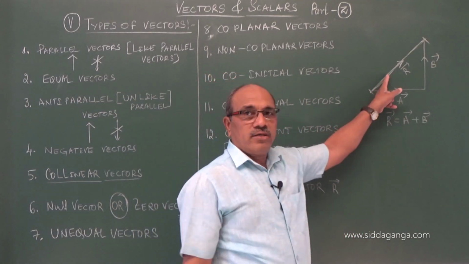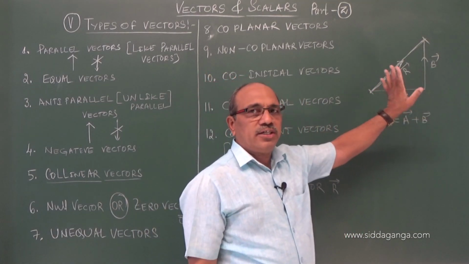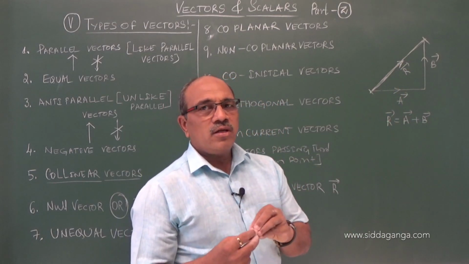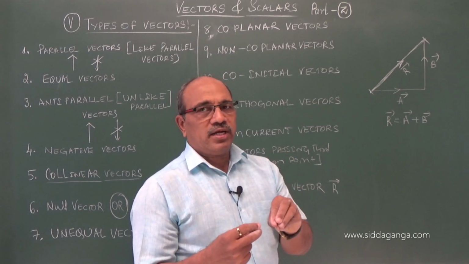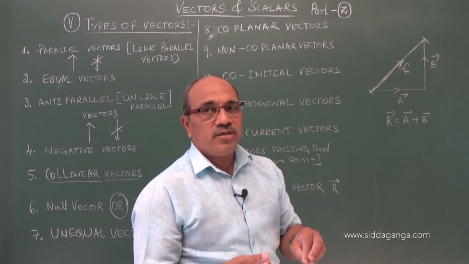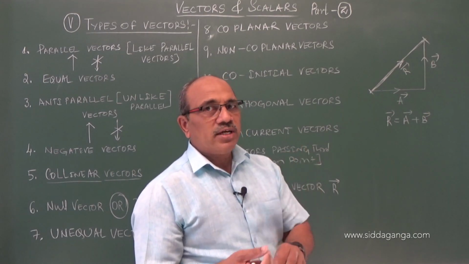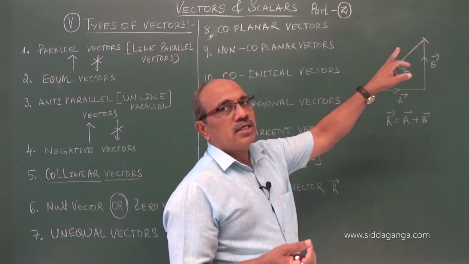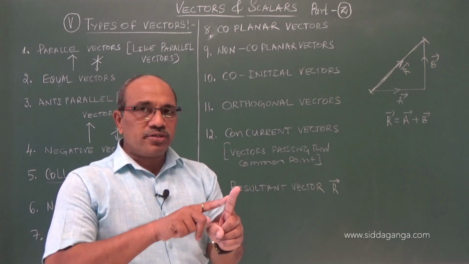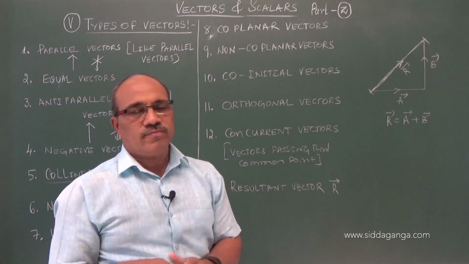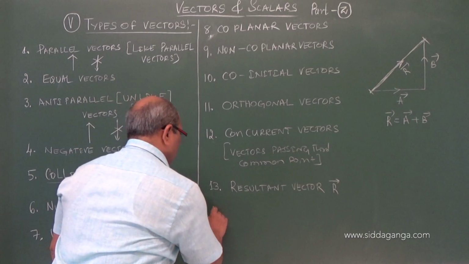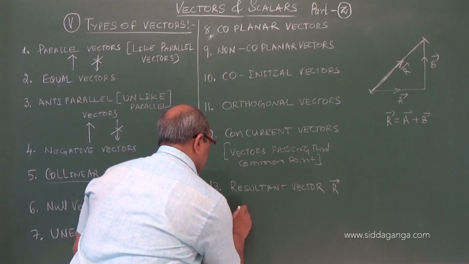A single vector which replaces all the vectors acting together. Maybe many vectors are acting on a body. If all those are removed and a single vector is applied, the effect is the same. The effect that all the vectors together give on a body will be given by a single vector, and that vector is called the resultant vector. It is a unique, single vector which replaces all the vectors acting on a system. That is called a resultant vector. Coming to 14th, the equilibrant.